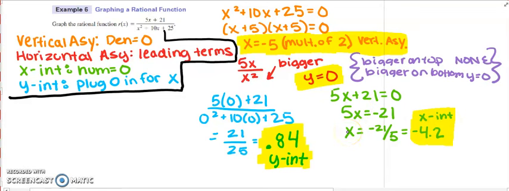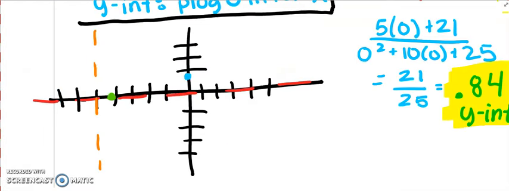So now I'm going to pause it. I'm going to graph those 4 things, and I want you to do the same. Okay, so I graphed my vertical asymptote, horizontal asymptote, and both of my intercepts. Now I just need to put the graph together.